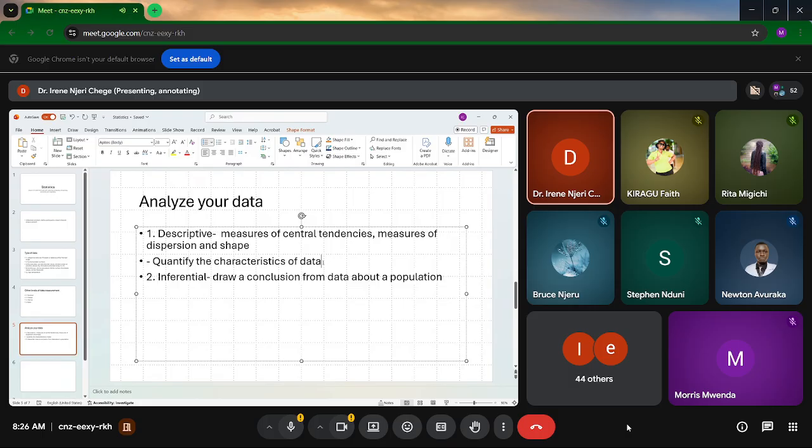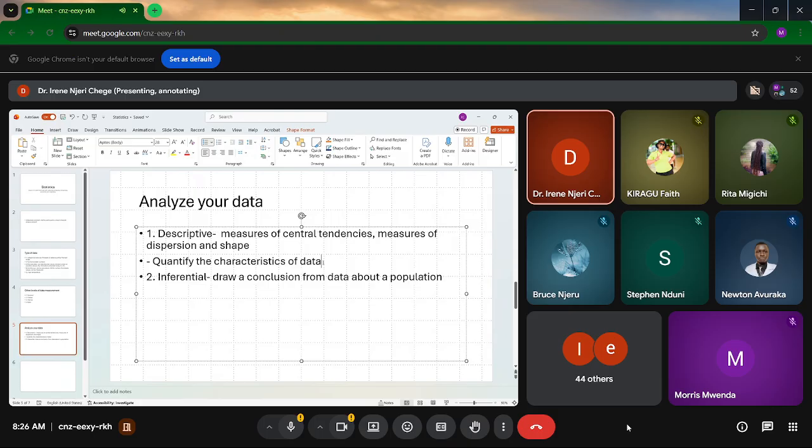So here you describe characteristics of a sample or a population. Here in inferential, you're drawing a conclusion from data about a population, yeah? But for this population, you're getting the information from a sample.